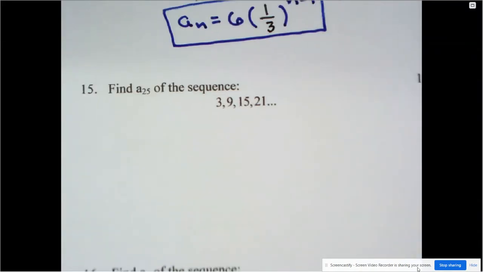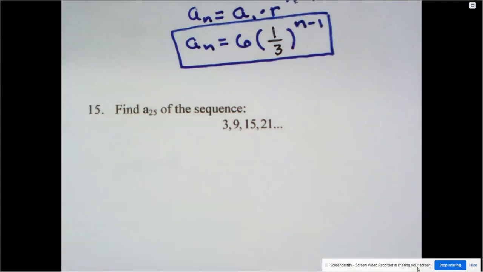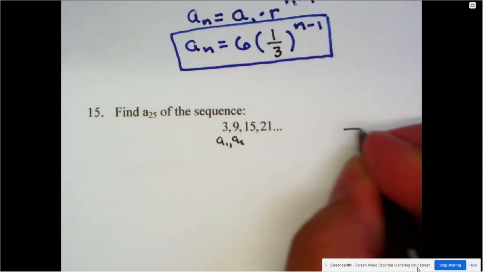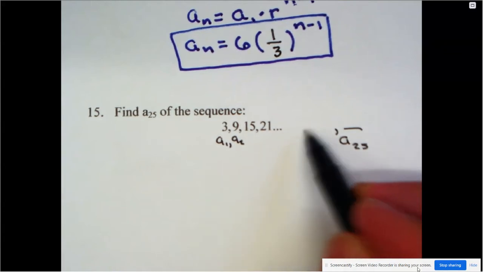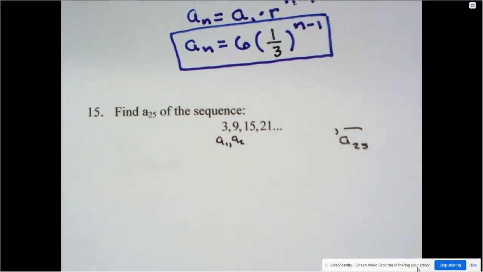All right. And then we have number 15. Now this one changed it up a little bit more. They said, we want you to find the 25th term in the sequence. Well, look, we already know this is A1, A2, right? A3, A4. They want to know what number 25 is, way out there. Well, you can keep going if you want until you finally get to that number, or we can create a rule. This is why we were creating rules earlier. So I know there's a question like this on the test.